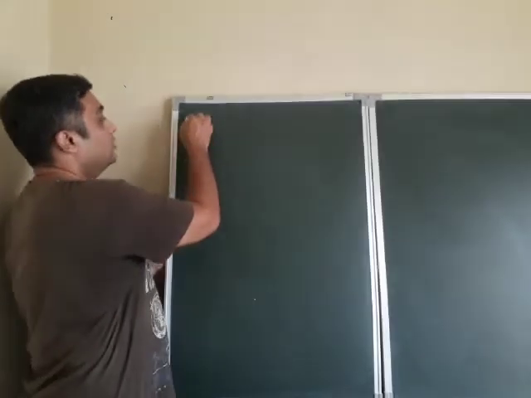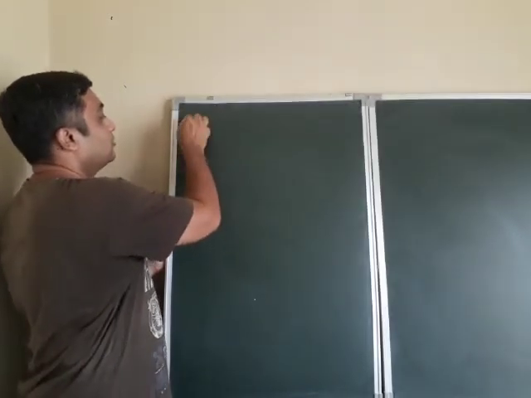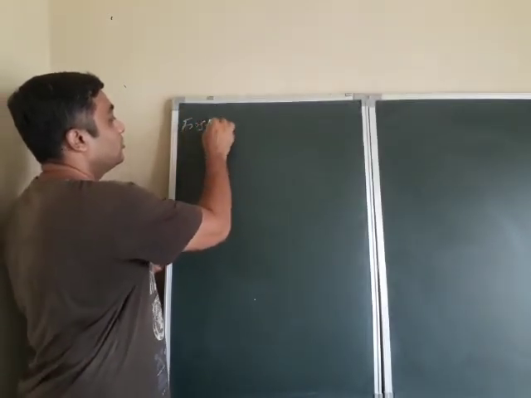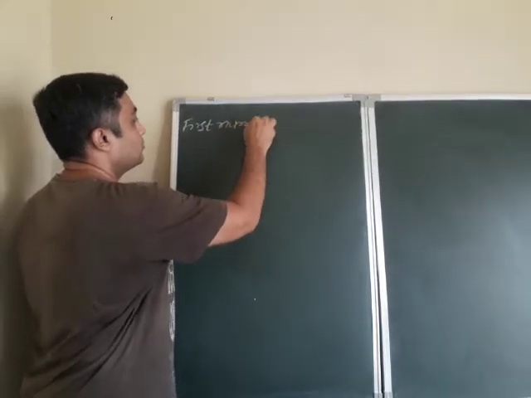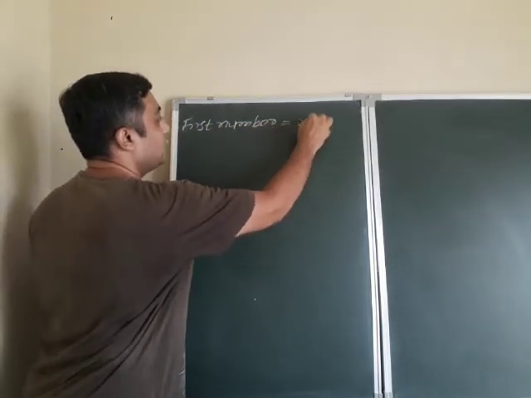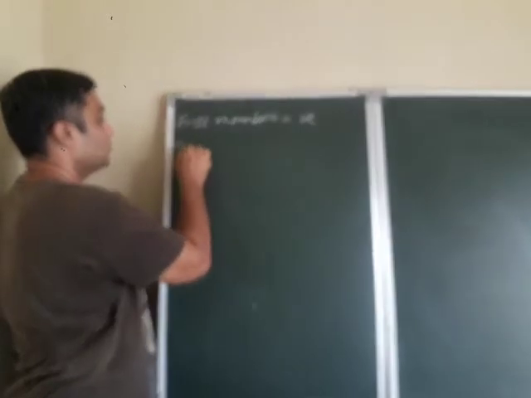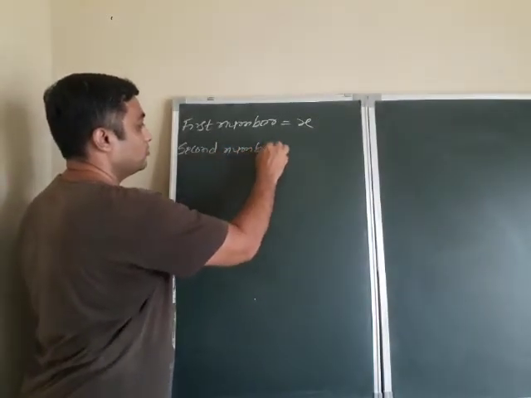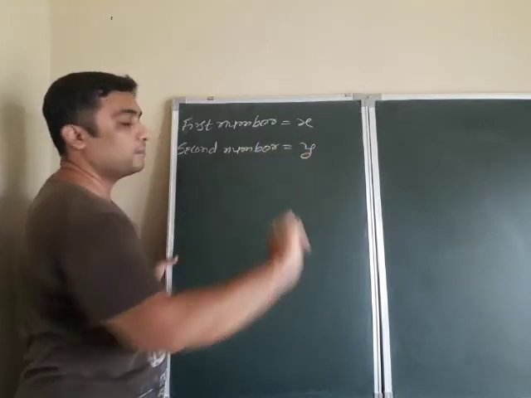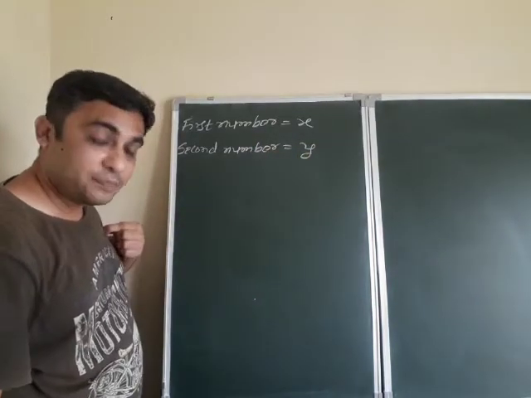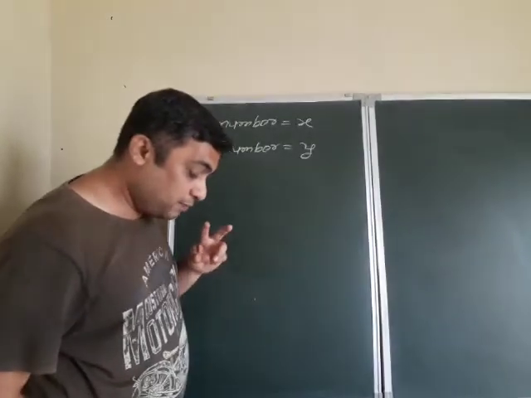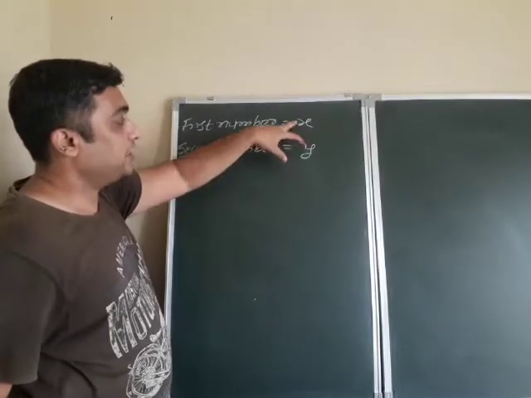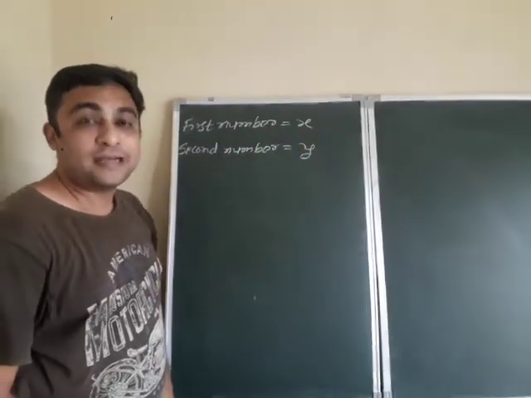So let me assume the first number is equal to x and the second number is equal to y. Fine. Now see, the first statement is that the difference between both the numbers is 26. So here the difference of x and y is 26.